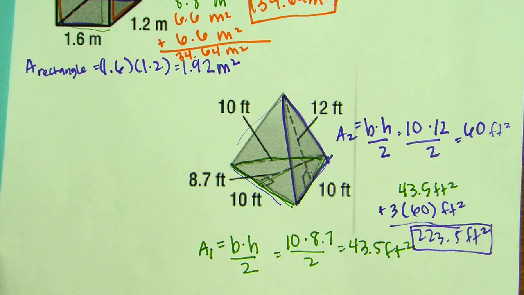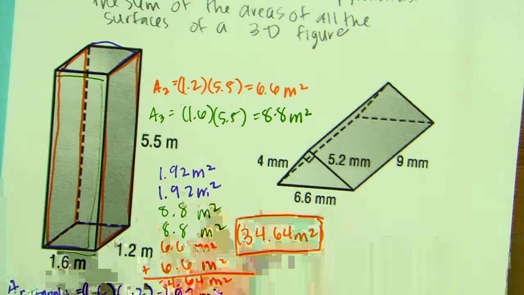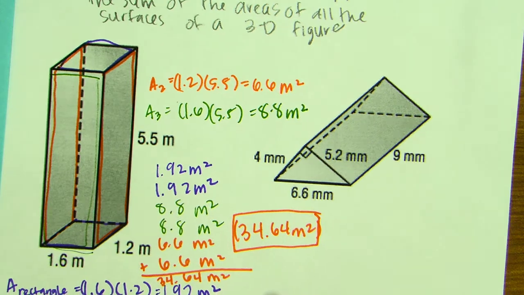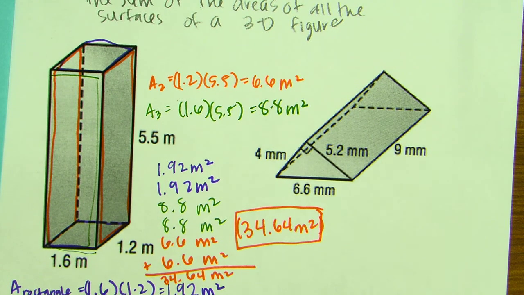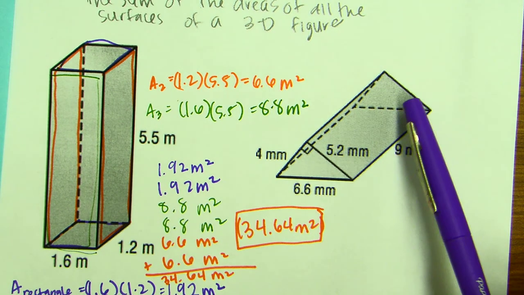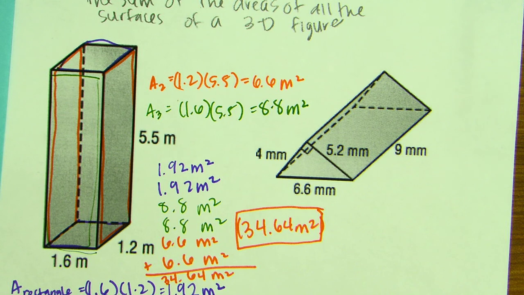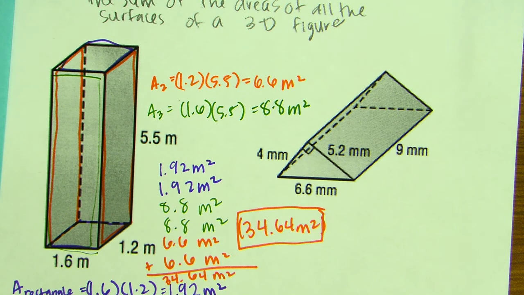So for your submission for this video, you're going to find the surface area of this triangular prism. And we haven't done a triangular prism before, but you know how to find the area of triangles and rectangles. And we're going to add it all together to find the surface area of this triangular prism, and then you're going to submit that for your answer to this video.